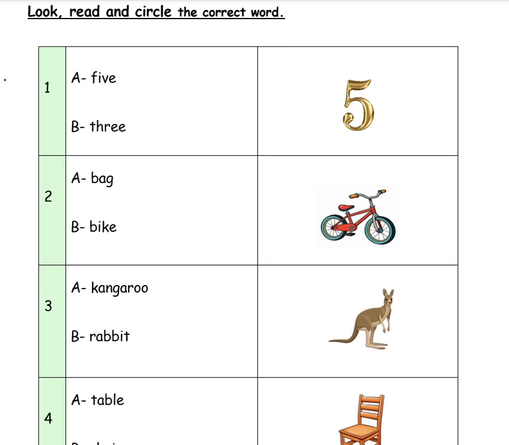All right. Let's do this activity, which is about circling the correct word. You have to look at the picture and read the words and circle the correct word. Here we have 5. Now, when you read, you have to know the correct picture and circle the correct word. A 5, B 3. So this is 5.